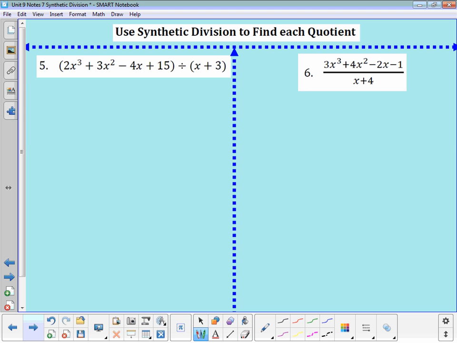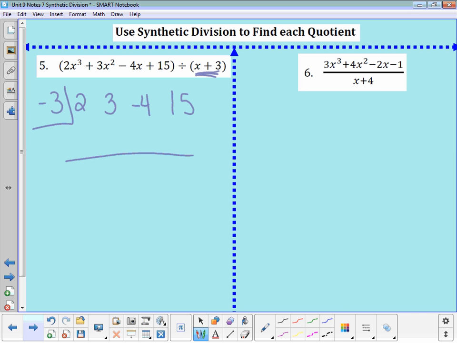So again, setting up that synthetic division. We're going to take that right there, set it equal to 0, solve for x, and you get negative 3. So that's what's going to go in my upper corner. Then let's check my coefficients. I have 2, I have 3, I have negative 4, and I have 15. So let's go ahead and multiply those things out.